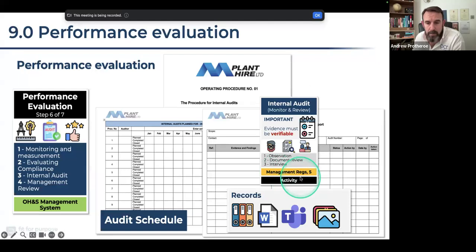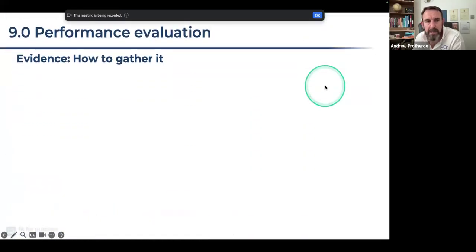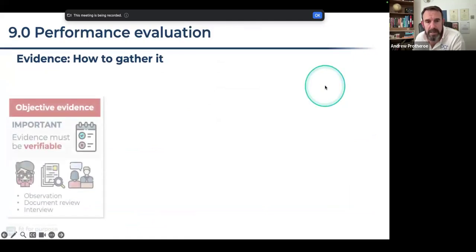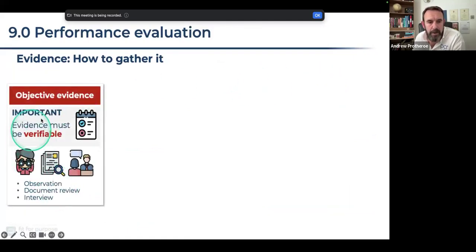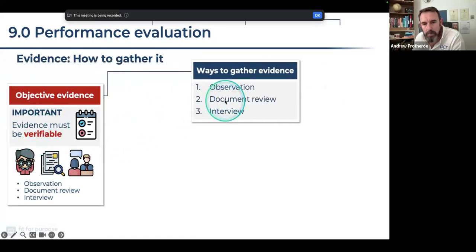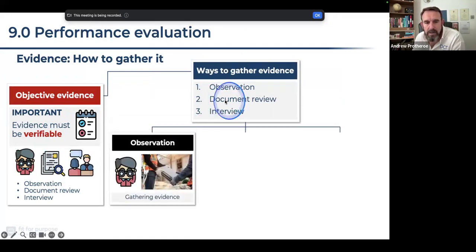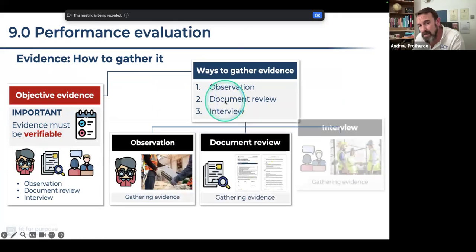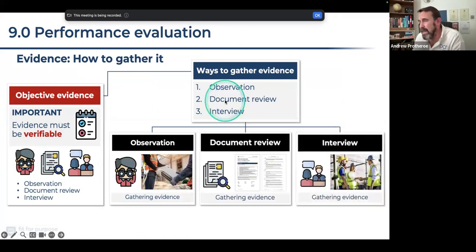And think about the management regs. Reg 5: plan, organize, monitor, control, and review your preventive and protective measures. So it's intrinsically linked. Evidence and how to gather it. We need that objective evidence. It should be verifiable where it can. Difficult sometimes. But what are the ways? Observation, document review, and interview. These are the ways of gathering evidence, similar to a workplace accident investigation that we were looking at yesterday.